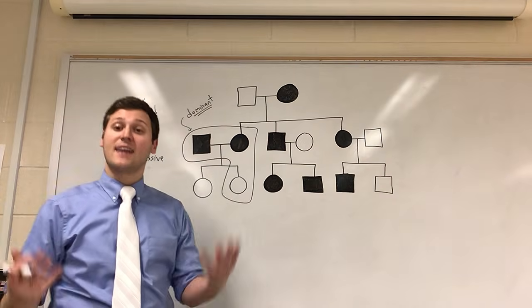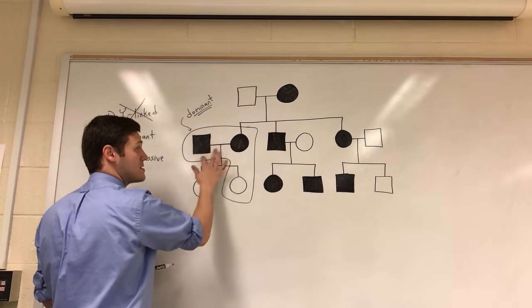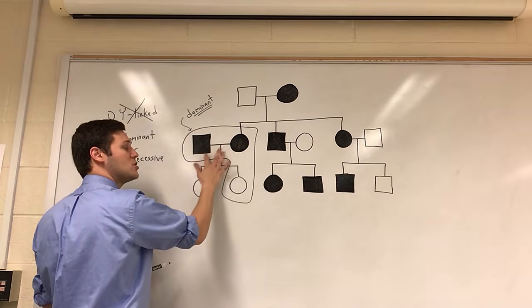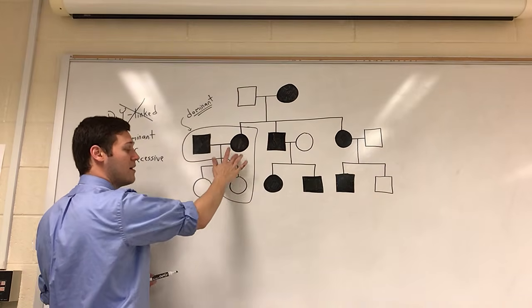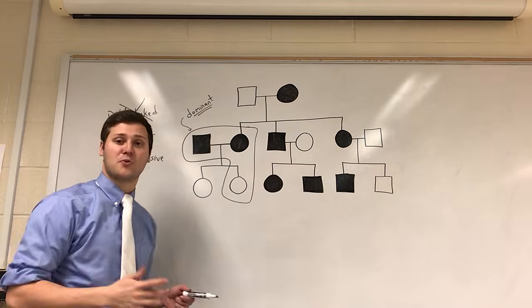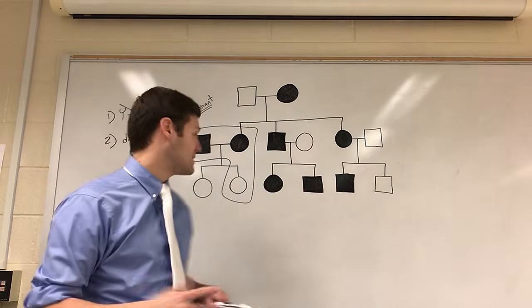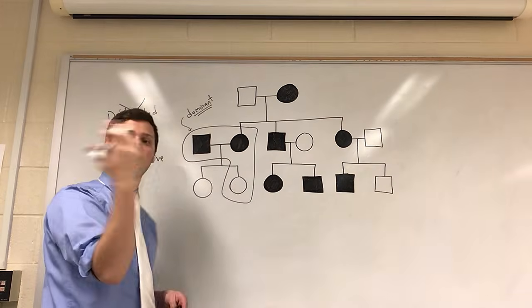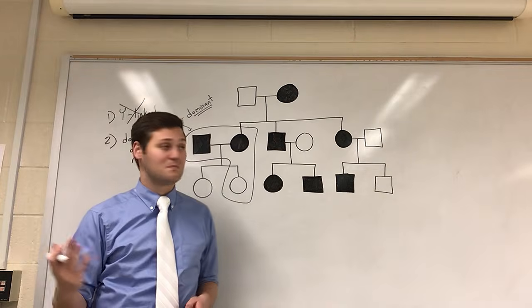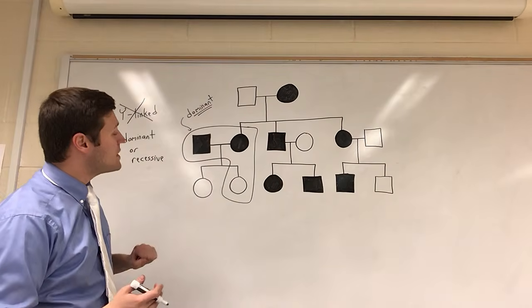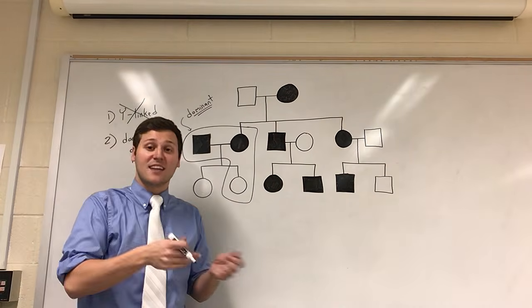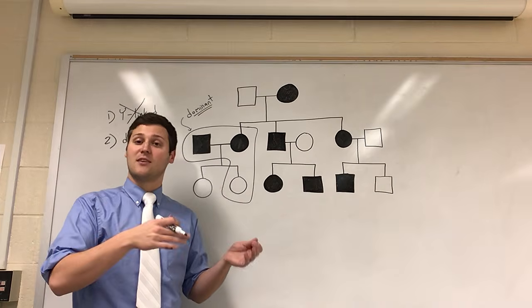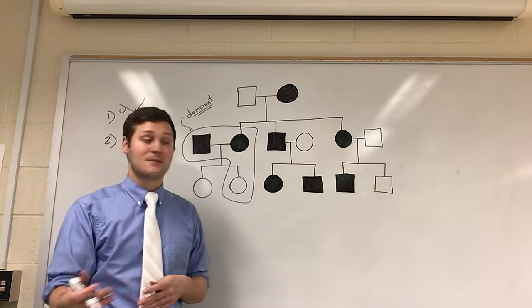And again, why is it dominant? Because if this were recessive, it would be impossible to have 2 recessive parents end up having a dominant child, right? So these have to be dominant, and this has to be recessive because sometimes recessive traits skip a generation. So has to be dominant. Now, is it X-linked dominant, or is it autosomal dominant?